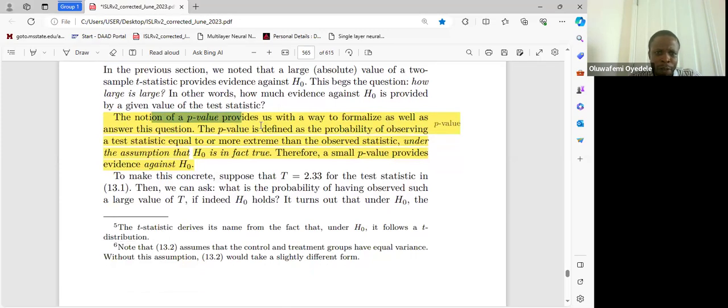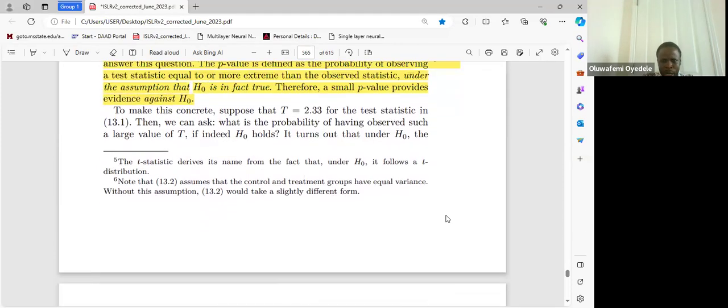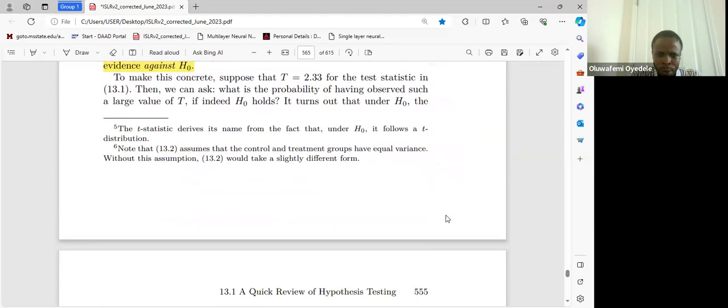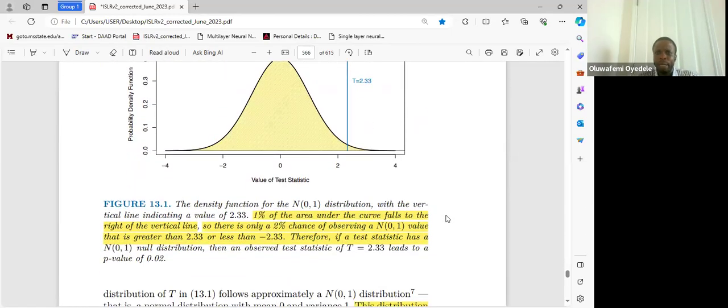I think the notion of the p-value provides a way to formalize and answer this question. The p-value is the probability, under the null, of a test statistic as extreme as or more extreme than the one observed. What I also learned in the chapter is that the notion of the p-value is still under rapid debate in applied science because of its abuse. In many cases, people are not using the p-value in the way it is supposed to be used. It is described as the most abused term in applied research, and some people are not interpreting it the right way.